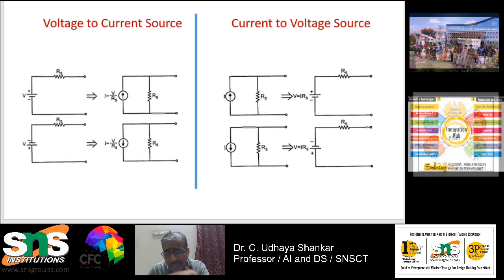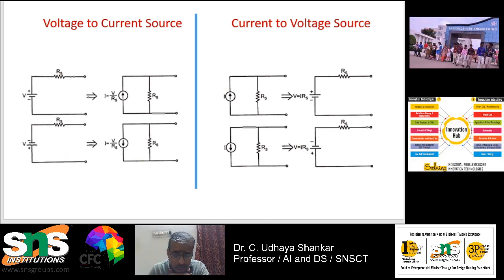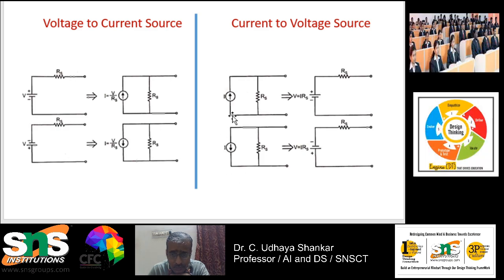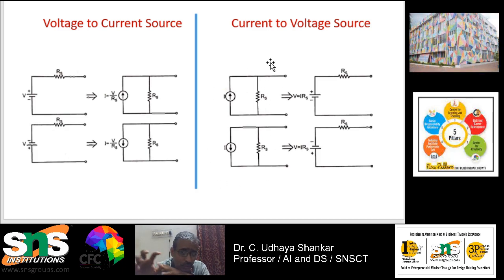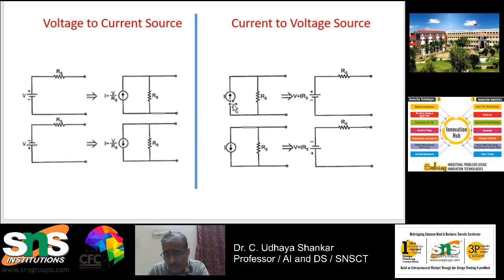Then how does the current to voltage source transformation take place? Here you can see that I have taken two different types of current source. One is the positive current source, the other one is the negative current source. The positive current source is indicated with the upward arrow, whereas the negative current source is indicated with the downward arrow. As you all know, any current source will have a parallel resistance, whereas a voltage source will have a series resistance. For example, in the first case, a current source with the upward arrow and a resistance connected in parallel with it.